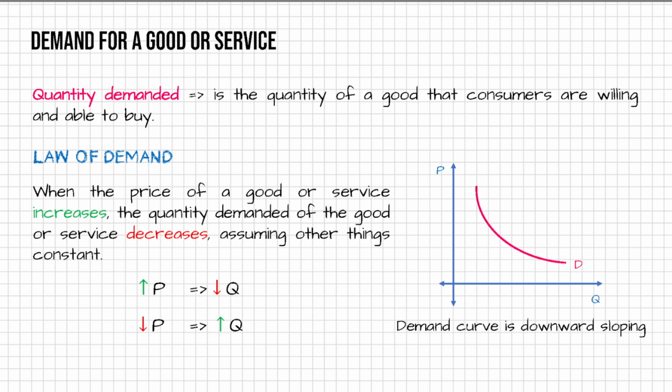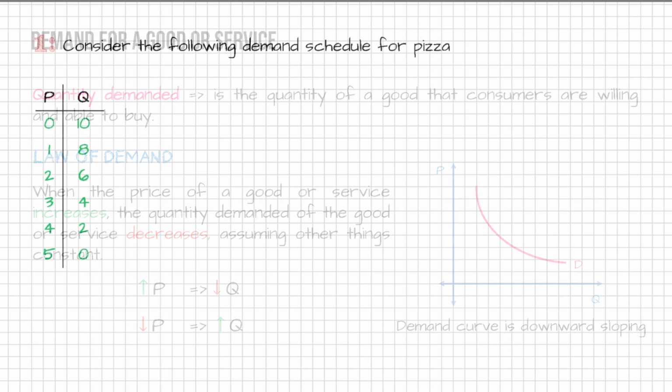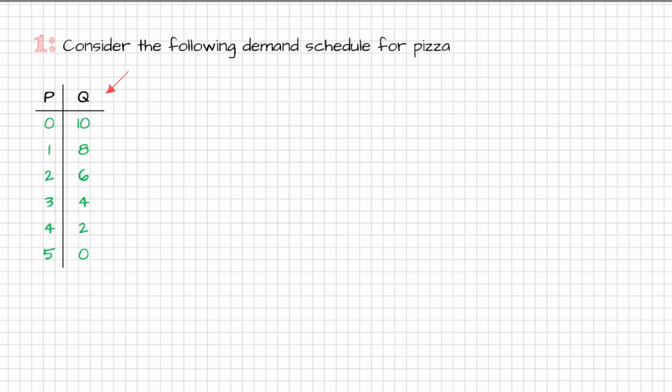Now, let's learn how to draw the demand curve from a demand schedule. Here, we have the demand schedule for pizza. This table shows the quantity demanded at 6 different price levels. When the price is 0, the quantity demanded is 10. If the price increases to 1, the quantity demanded decreases to 8.